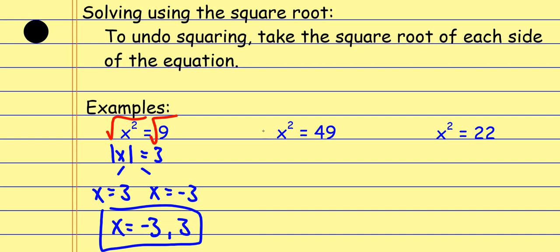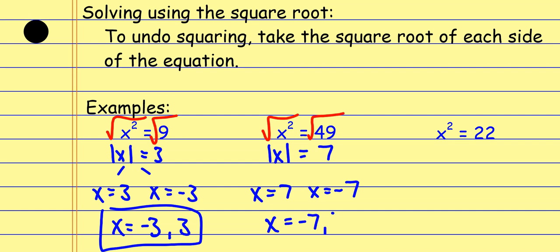Same thing with the next one. If I take the square root of each side, well, technically, the square root of x squared is the absolute value of x, and then the square root of 49 is a 7. But now I'd have to split this up and say, oh, x equals a 7, or x equals the opposite of that, which is a negative 7. So I get two answers of negative 7 and positive 7.